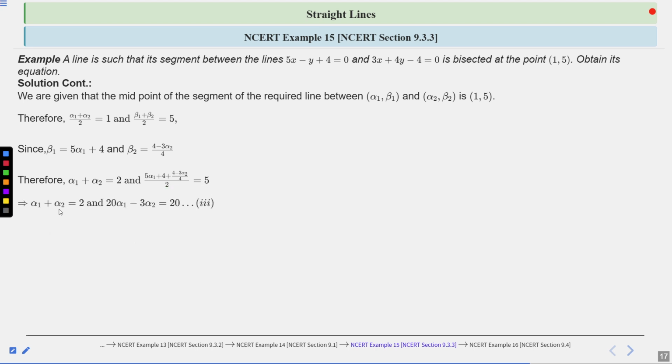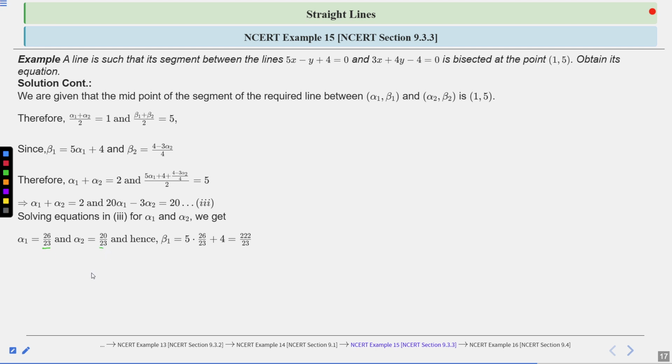And now alpha 1 plus alpha 2 is equal to 2, and from here you will obtain the equation 20 times alpha 1 minus 3 times alpha 2 equal to 20. Naming this equation number 3, and solving equation 3 for alpha 1 and alpha 2, we get alpha 1 equal to 26 divided over 23, and alpha 2 is 20 over 23.